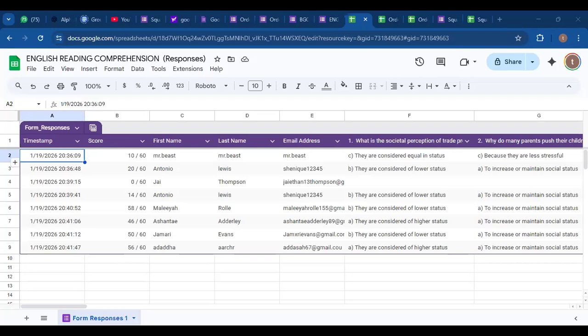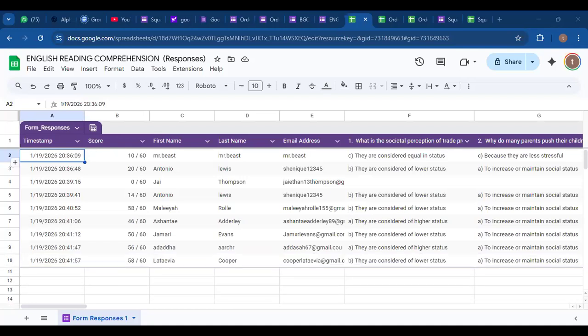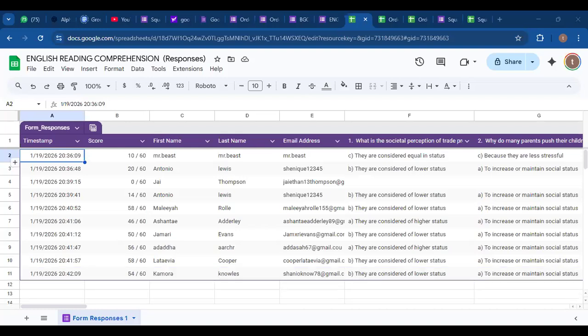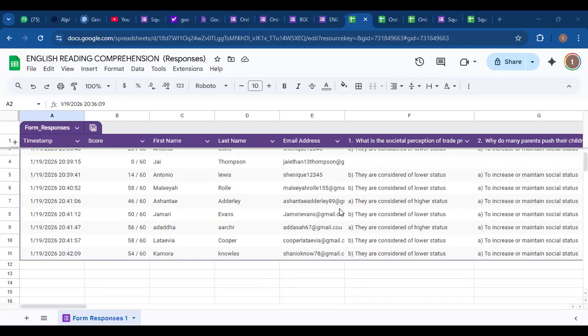So Malia, very good. Ashanti, you have to redo your quiz. You got a 46. If you get anything lower than a 48, please redo your quiz. Adasa, very good. You got a 56. That's incredible. Jamari, very good. You got a 50. Latavia, excellent. Mr. Petit, I finished, so you can leave.